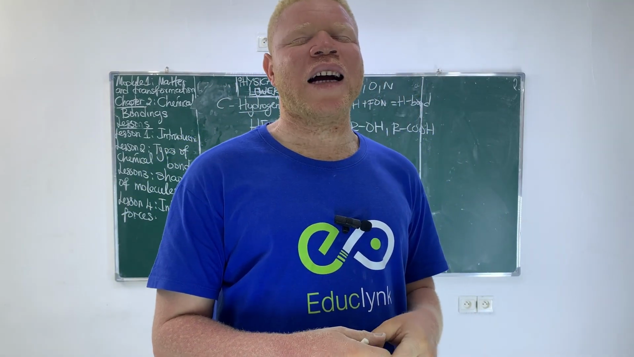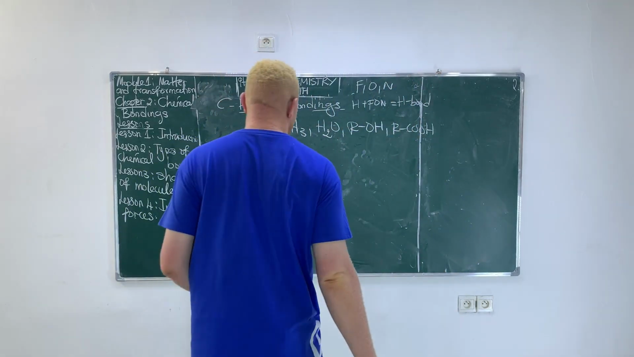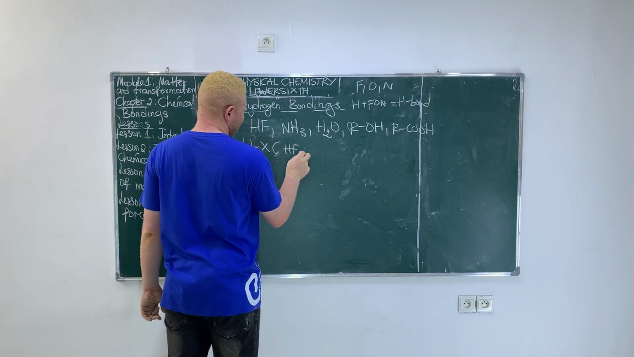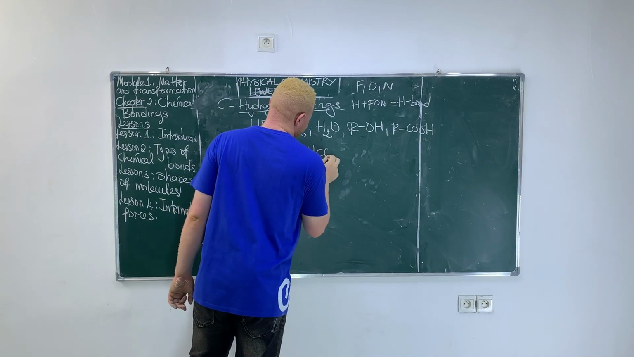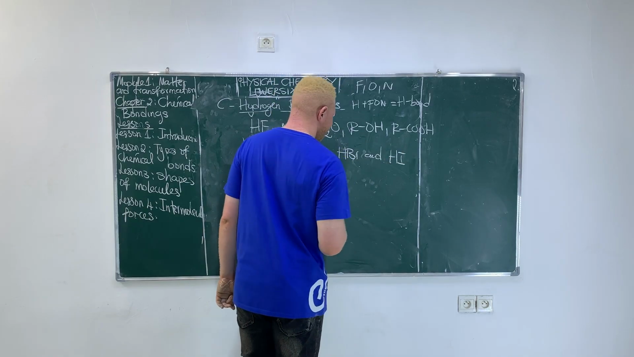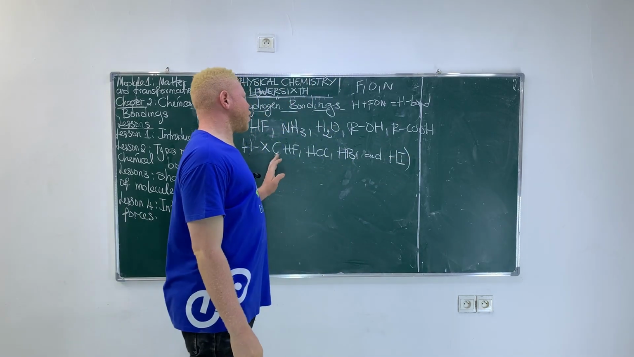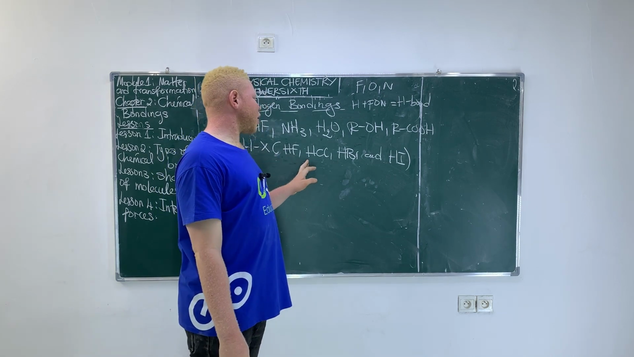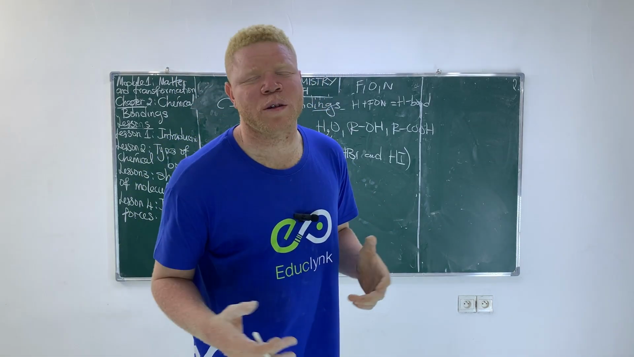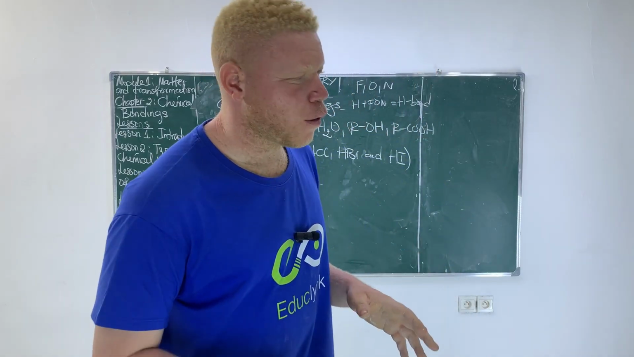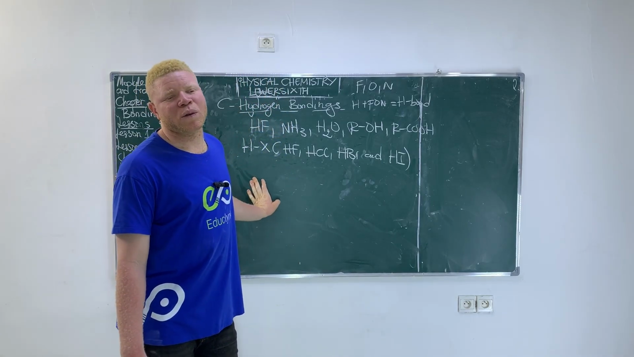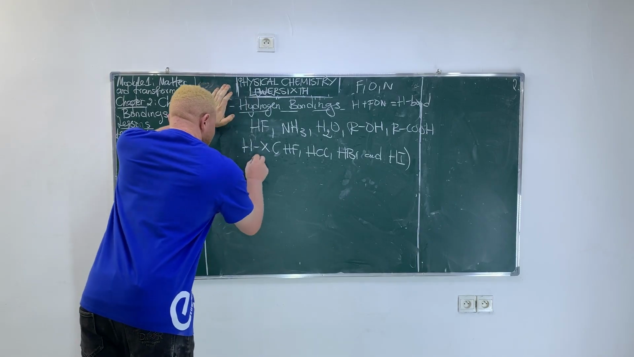Let's take the case of the hydrogen halides. The hydrogen halide here means HX, where X is a halogen. We have, for example, hydrogen fluoride, like we stated up here, hydrogen chloride, hydrogen bromide, and hydrogen iodide. So let's see how hydrogen bonds influence the boiling point of these compounds. In this case, we are going to plot a graph of boiling point against the molar mass.